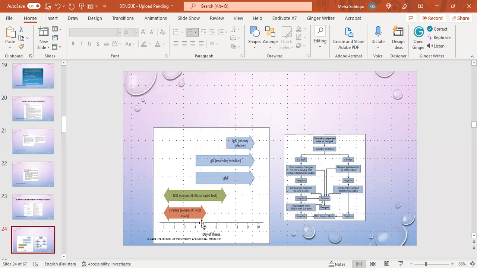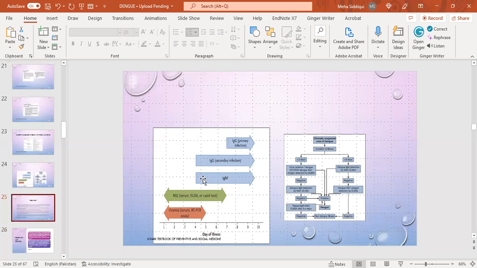For the first 5 days, we can go for serum PCR assay. For the first 7 days of illness, we usually recommend NS1. After that, we recommend IgM, and by the end of the first week there is a rise in IgG in primary infection. However, there is a rise in IgG in secondary infection starting from the 5th day of the illness. So initially we go for PCR and NS1 for the first 5 to 7 days of illness.